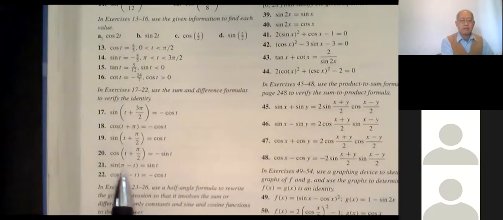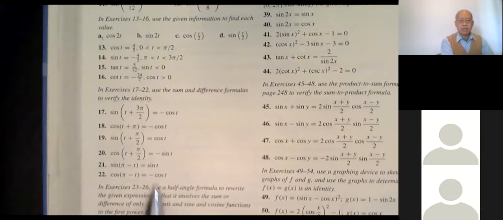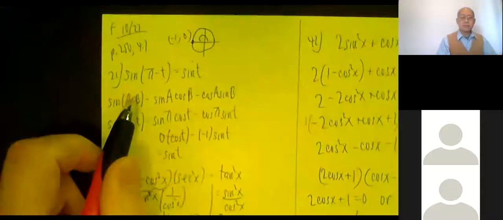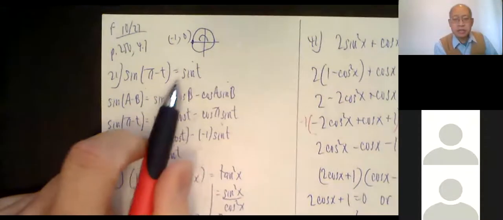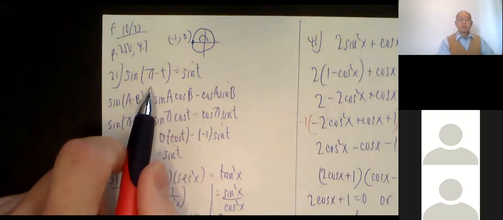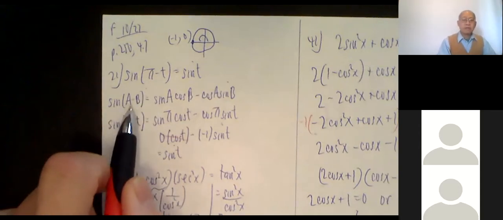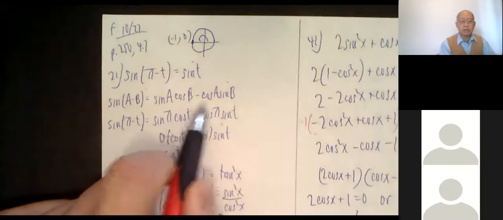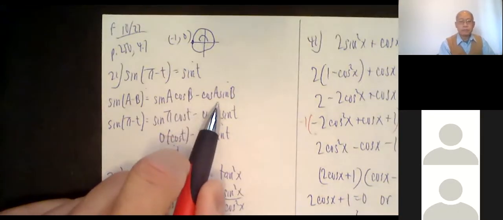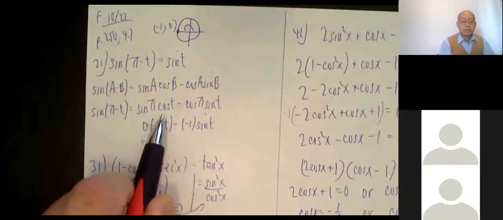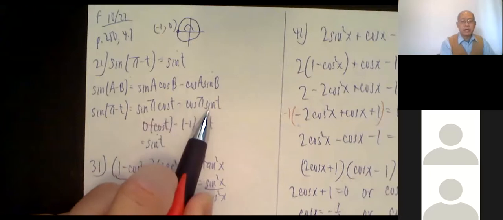Sine of a difference. Sine of pi minus t is the same as the sine of t. Okay, so just use the formula. Sine of pi minus t equals sine of t. So this is the formula for the sine of a difference. Okay, so sine of a minus b. Okay, I rewrote it here. Sine a cosine b minus cosine a sine b. So by formula, sine pi cosine t minus cosine pi sine of t.